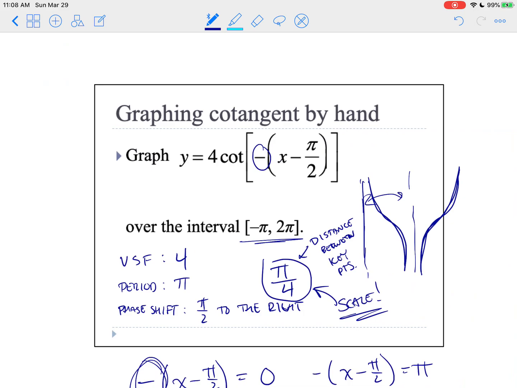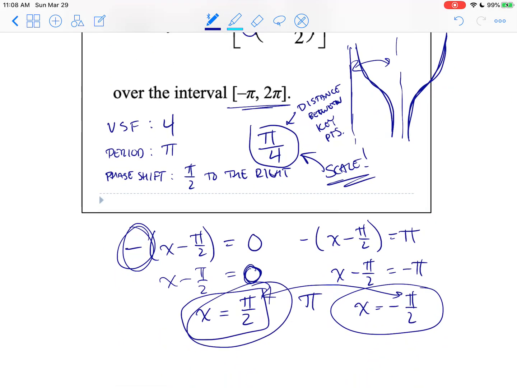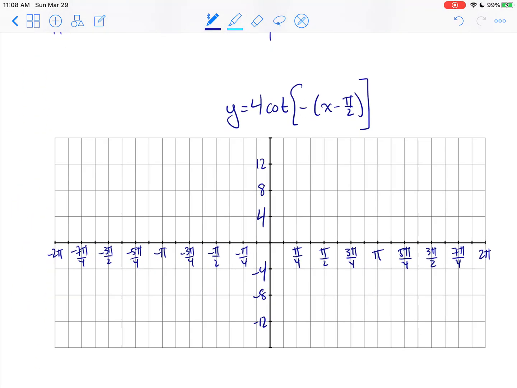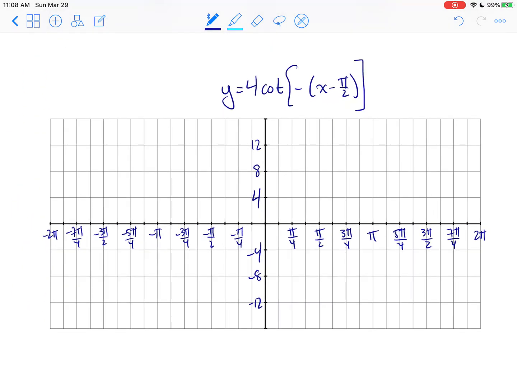And we were told that our first vertical asymptote is going to be at pi over 2. We have another one at negative pi over 2. So at pi over 2, we have a vertical asymptote. Here it is. We have another vertical asymptote at negative pi over 2. And then any pi over 2 away.